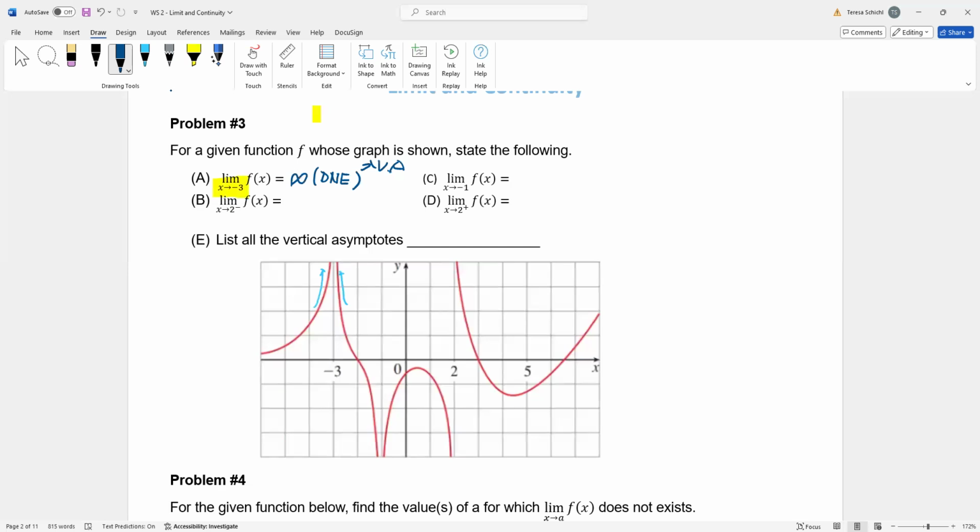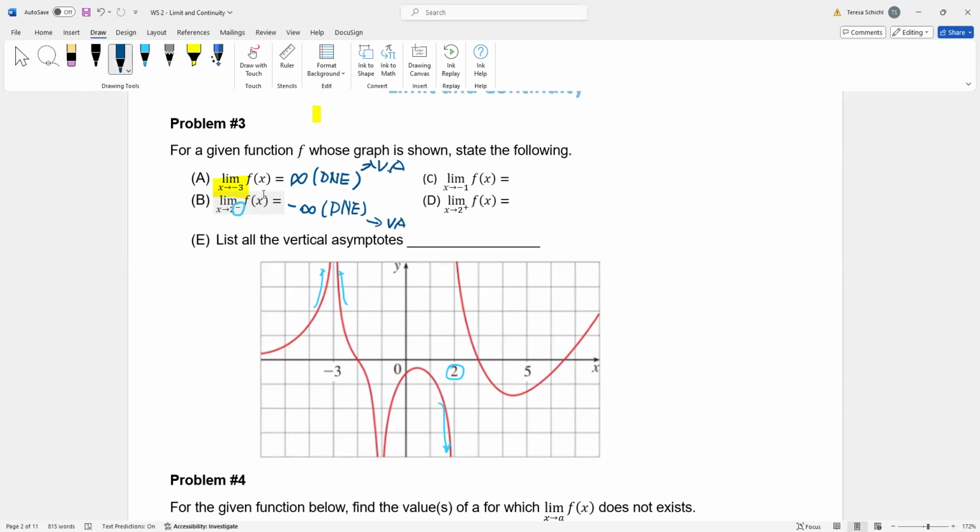All right, so now let's take a look. What is the limit when I approach 2 from the left-hand side? When I approach 2 here, right? From the left-hand side, that means my function is going to go where? Going to negative infinity here, right? So negative infinity is still DNE. For the same reason, this is still a vertical asymptote here.